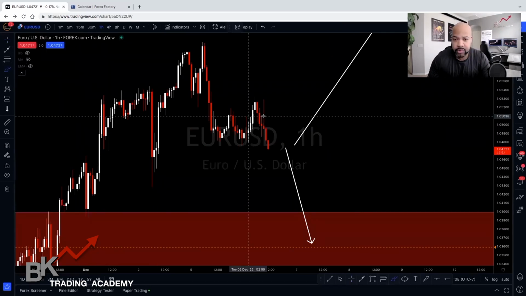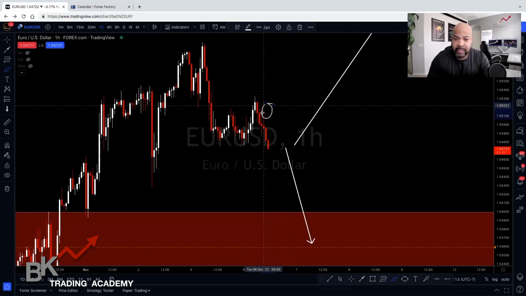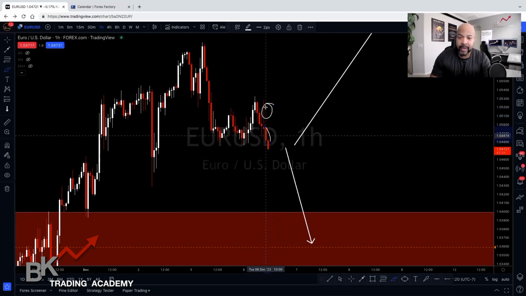I'm going to get my brush tool here. I notice this long wick here. And typically when you have a long wick, a lot longer than the body, price begins to go in the opposite way of the wick, in which it did. So we have a strong push to the downside. We have a strong momentum red bearish candle here, and then followed by another bearish candle here.